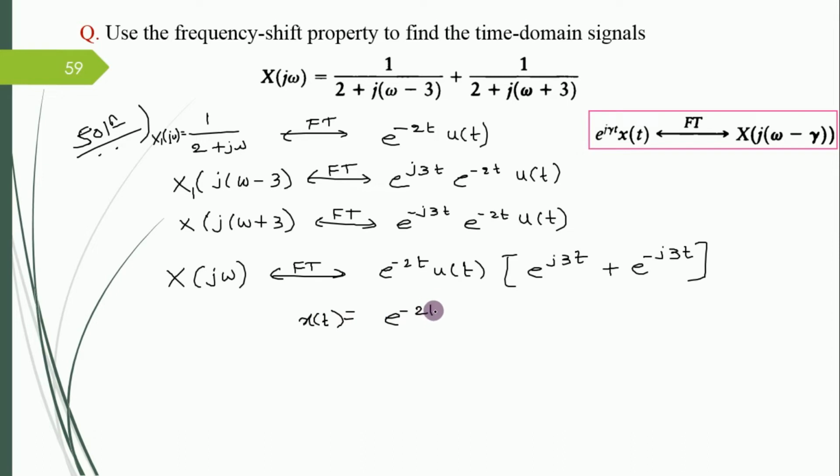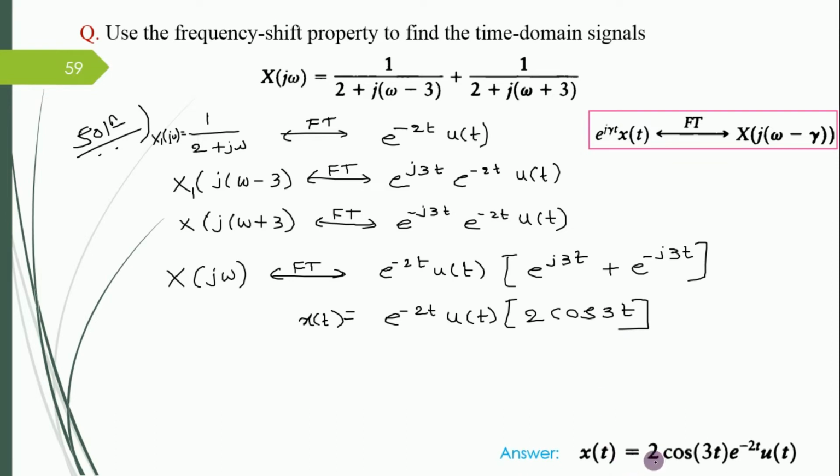E raised to minus 2t u of t, this is 2 cos theta. In place of theta I am having 3t. So hence your final answer is x of t is equal to 2 into cos 3t into e raised to minus 2t u of t. This is your answer. Very simple.